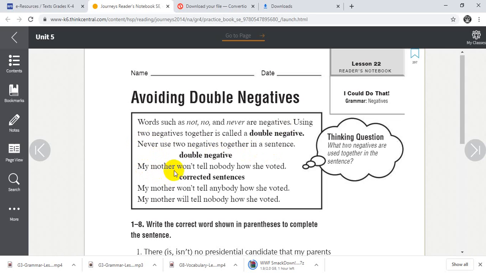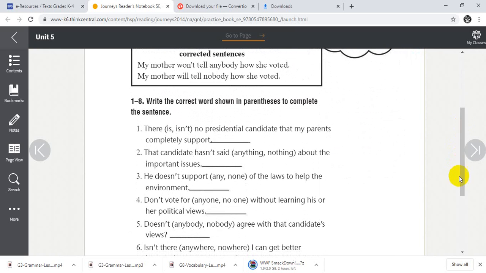My mother won't tell nobody how she voted. That's a double negative. It doesn't even sound right. So what's the correct way to put it? Well, for example, my mother won't tell anybody how she voted. Won't is the only negative here, okay? Or my mother will tell nobody how she voted. Nobody's a negative. But we can't put won't and nobody together like they did over here. This is wrong. So do not use double negatives ever. Okay, numbers 1 to 8.